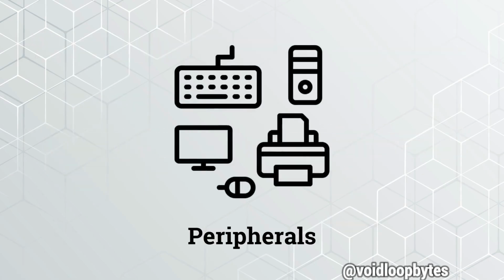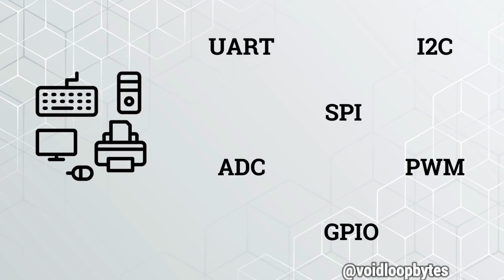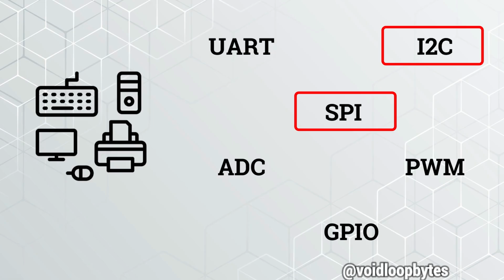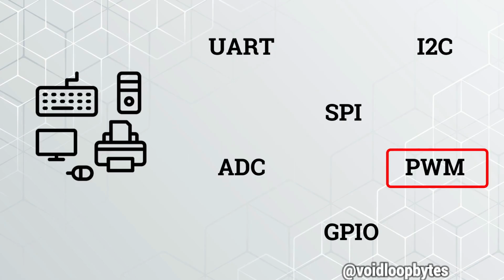Peripherals are the built-in hardware modules inside a microcontroller that allow it to interact with the outside world. Instead of writing everything in software, these dedicated hardware blocks perform specific tasks quickly and efficiently. For example, UART is used for serial communication with a computer, SPI and I2C connect sensors and displays, ADC converts analog voltage into digital values, and PWM generates precise signals to control LEDs and motors. These peripherals work alongside the CPU, making the microcontroller faster and more efficient.